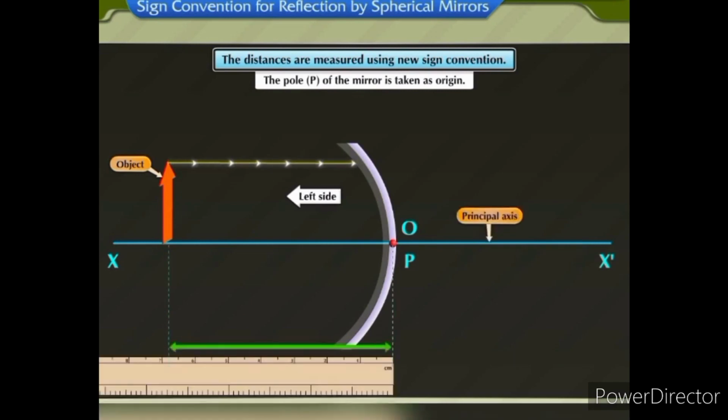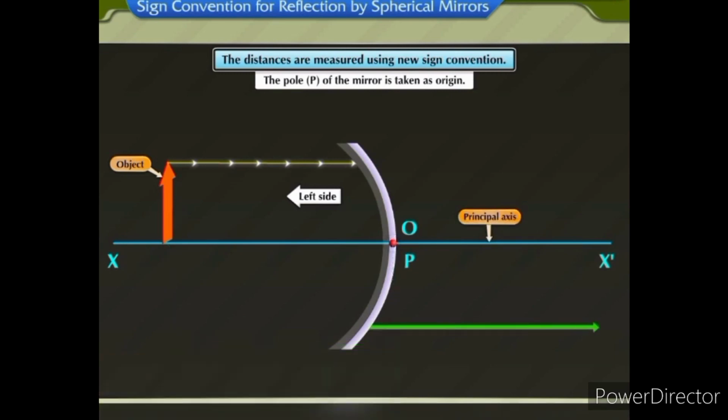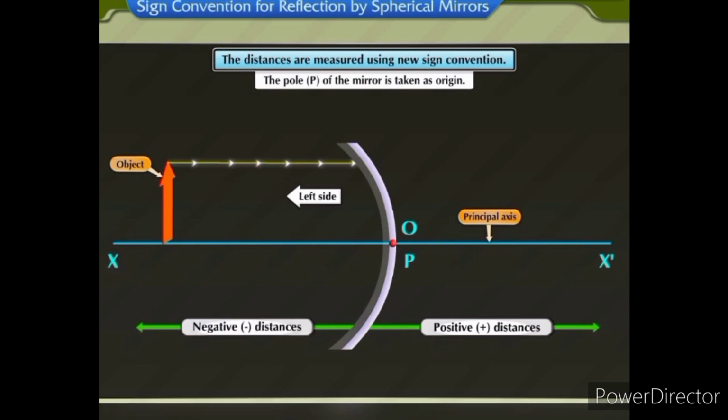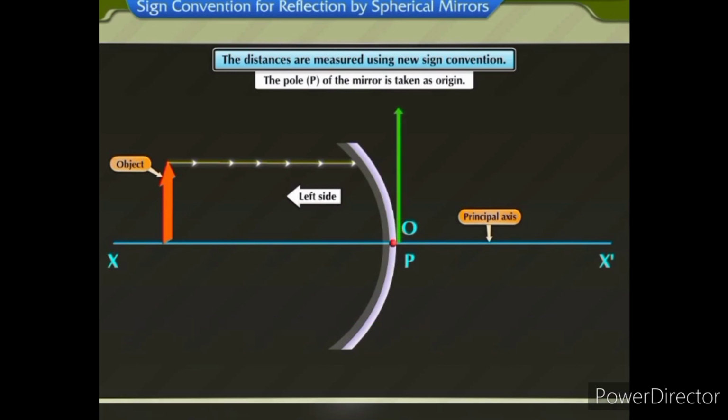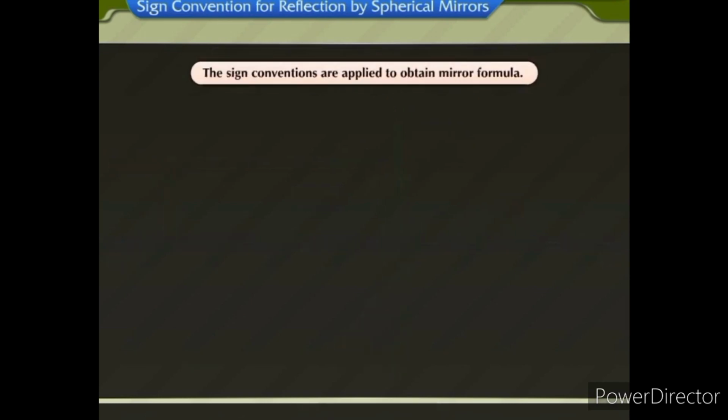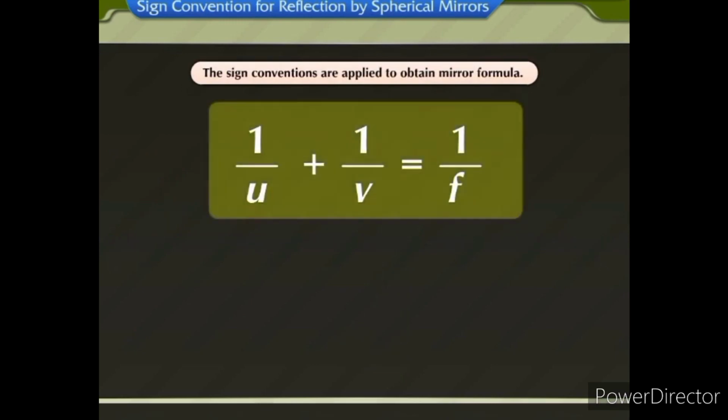All distances parallel to the principal axis are measured from the pole of the mirror. All the distances measured to the right of the origin, that is along the positive x-axis, are taken as positive, while the distances measured to the left of the origin, that is along the negative x-axis, are taken as negative. Distances measured perpendicular to and above the principal axis are taken as positive. Distances measured perpendicular to and below the principal axis are taken as negative. The sign conventions are applied to obtain the mirror formula. Let us study more about the mirror formula.